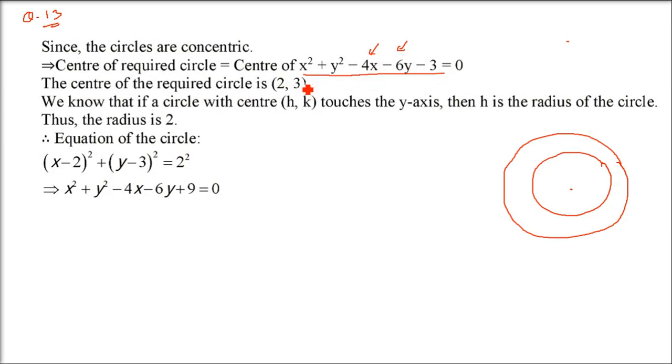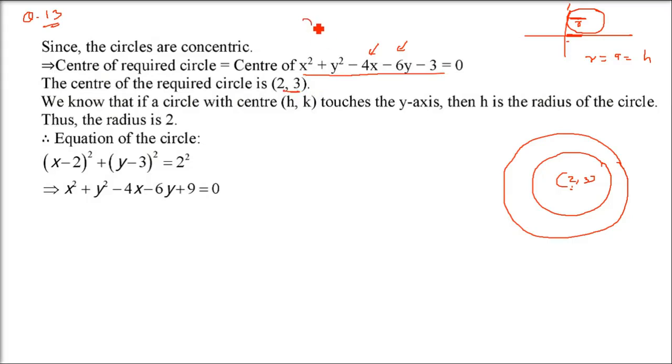So the center will be found. You just compare minus 4x with 2gx, and find out minus g. Compare minus 6y with 2fy, you will find minus f. So it's touching the y-axis. Whenever it is touching the y-axis, the radius is the x component of the center, that is h. H is the radius. So radius you can find out.